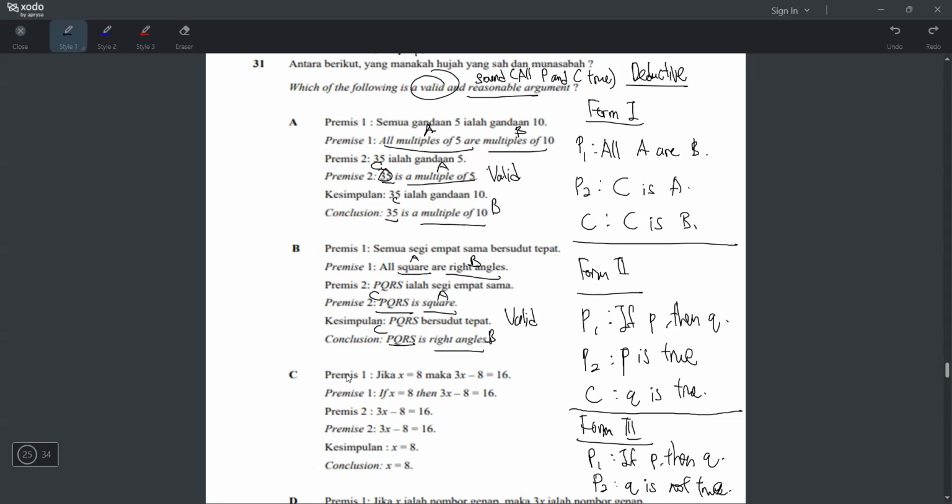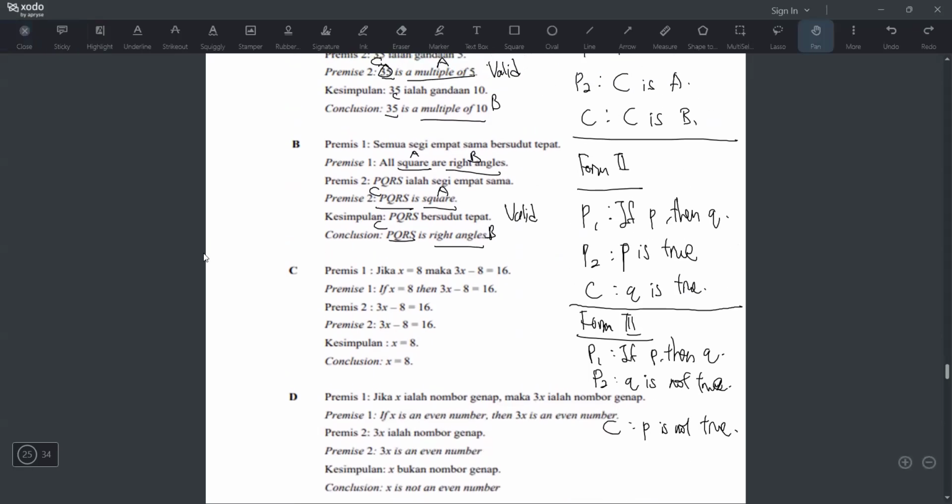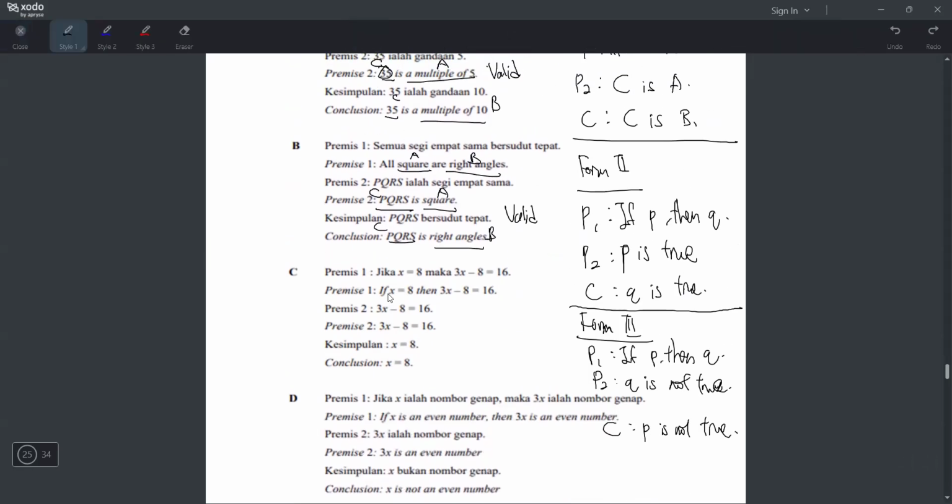Okay, but this one is valid lah. Okay, what about C? Tell me valid or not valid? C. If something, then something. Okay, kalau dia ada perkataan if something, then it's either form number 2 or form number 3 lah. So yang ni confirm P, yang ni confirm Q, right?